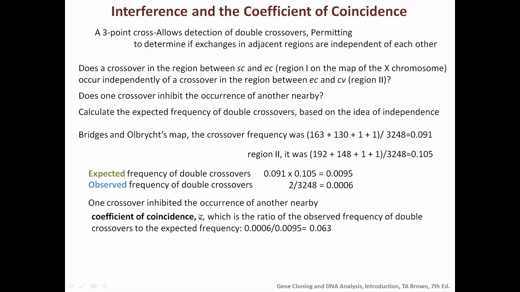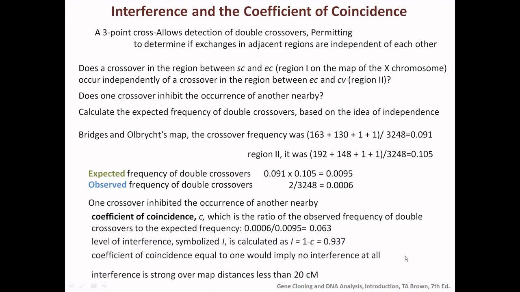So the coefficient of coincidence C, which is the ratio of the observed frequency, that is 0.0006, to the expected frequency, that is 0.0095, is 6.3%. So the level of interference is 1 minus C, which is 93.7% interference. So the interference is strong over map distances less than 20 centimorgans. So if there are 3 genes, then it is not only that there is a difference in the recombination frequency based on their distance, it is also possible that one crossing over is inhibiting the crossing over between the 2 other genes. That is the conclusion point.